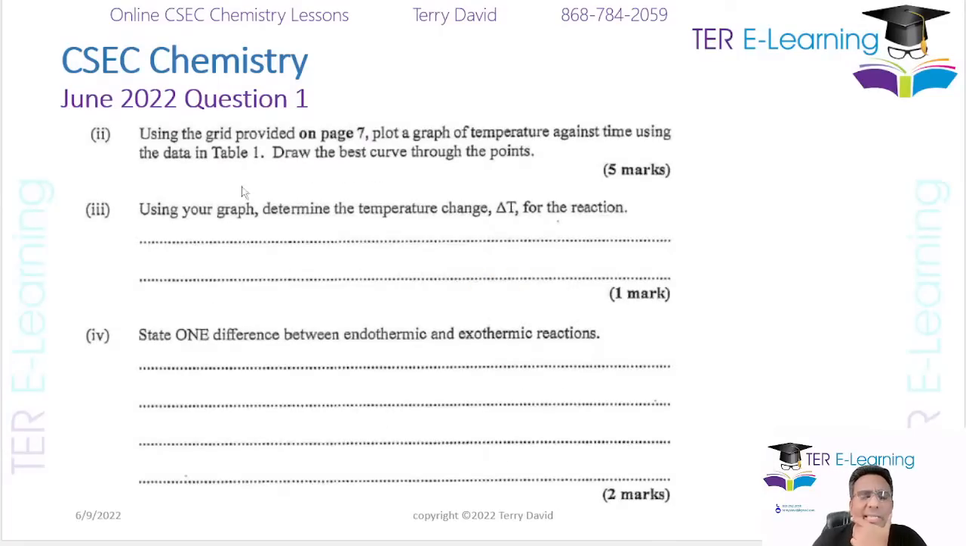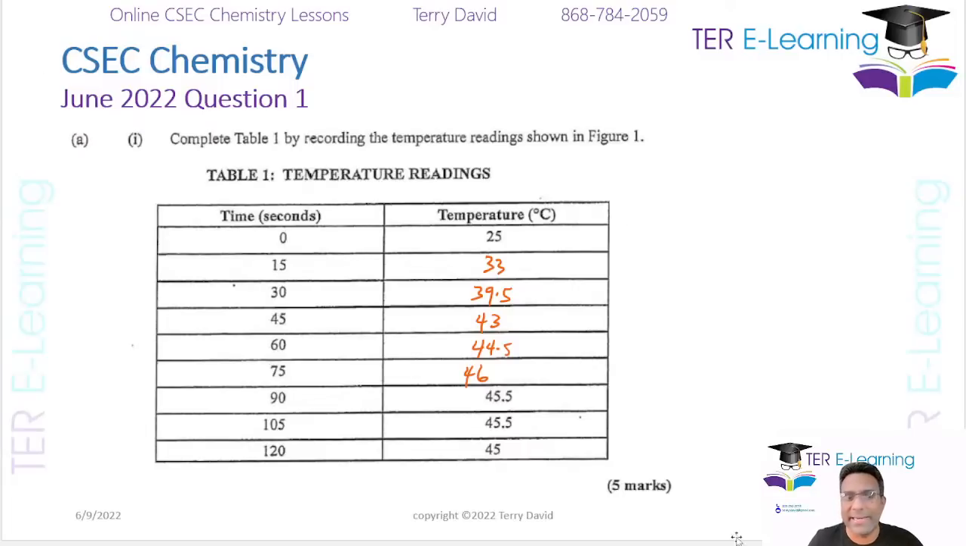Next thing now, they said using the grid provided on page 7, plot a graph of temperature against time using the data in the table. And they said draw a best curve through the points. So we get 5 marks to draw this. Okay, so I need to get the data closer.